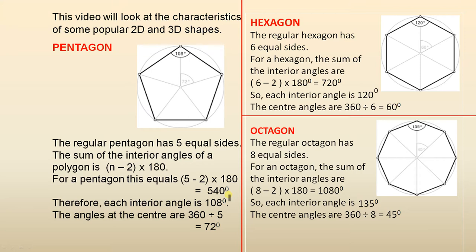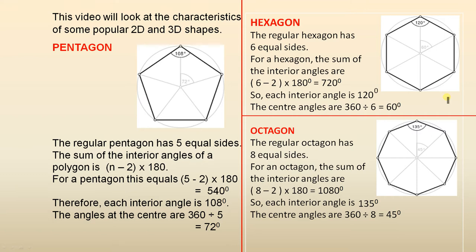That's for the sum. Now because there are 5 angles, just divide 540 by 5, and that gives you, each interior angle is 108 degrees. And there it is there. So each of those angles there is 108. So the angles at the centre, now at the centre, you know it's 360 because it's one revolution. There are 5 of those angles, so just divide by 5 and that gives you 72 degrees. And there it is there. So each of those angles there is 72 degrees.